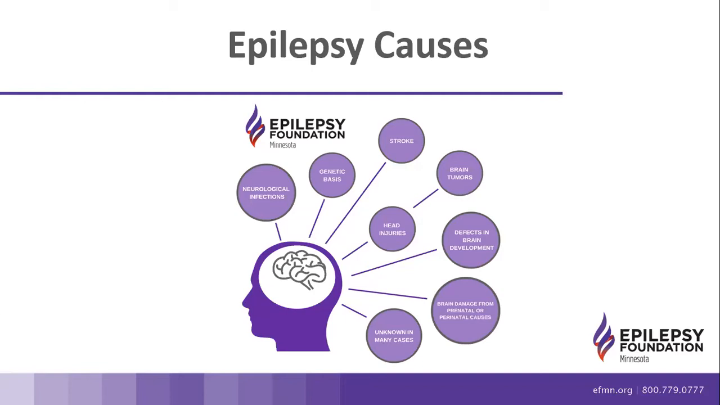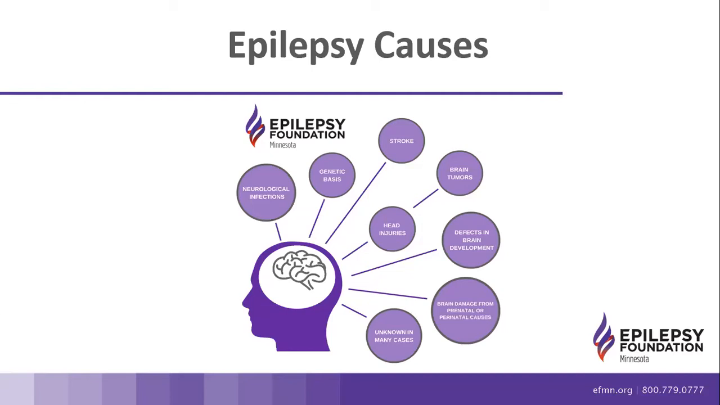So these are all causes for epilepsy, but the bottom circle there says unknown in many cases. It should probably be our biggest circle, because what we know is that 70% of people with epilepsy do not know why they have it. They don't have a cause they can look to as to why they are having recurring seizures. And that's a high statistic.